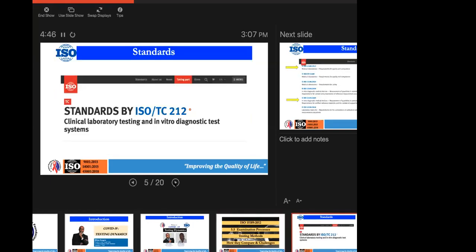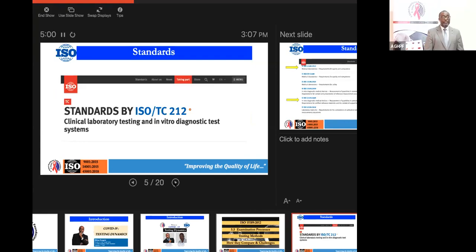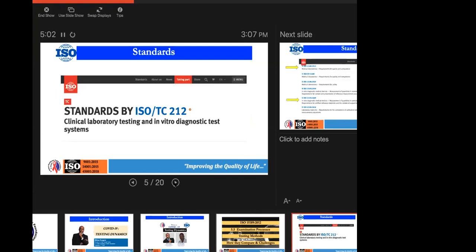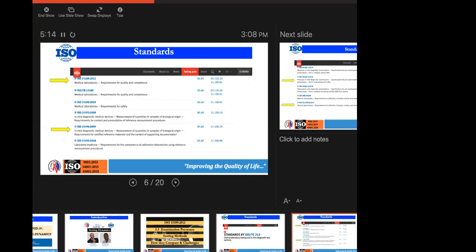So just to talk about standards, there is Technical Committee 212, on clinical laboratory testing and in vitro diagnostic test systems. This particular technical committee is working on over 57 different standards that cover all the things in clinical laboratory testing and in vitro diagnostic testing. So there are 57 different standards that cover all areas that you can think of. I purposely highlighted the one that we're familiar with, and I chose to start with that one.